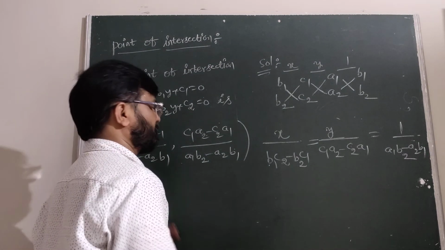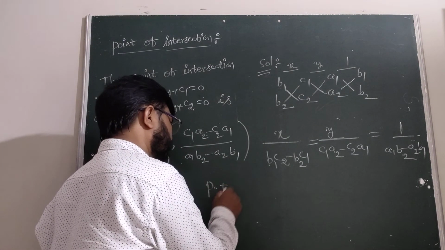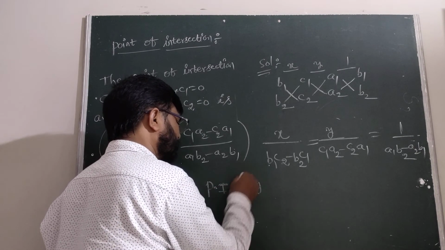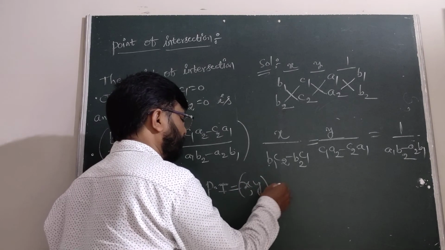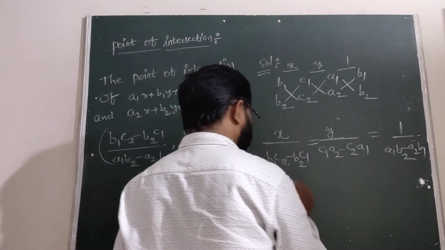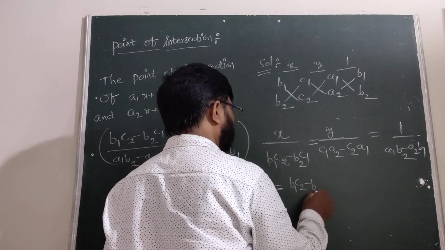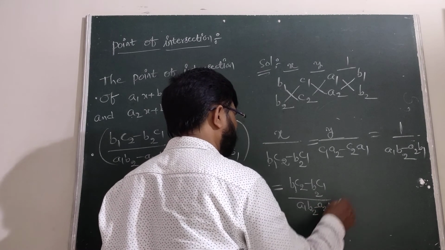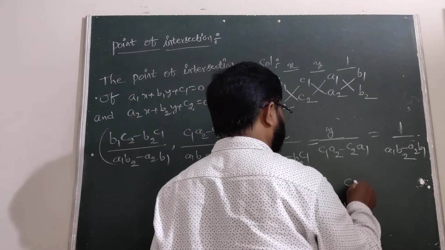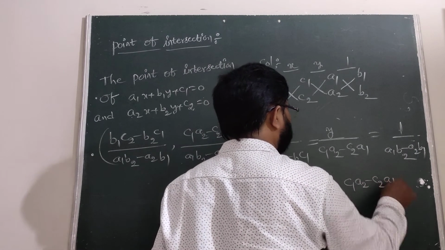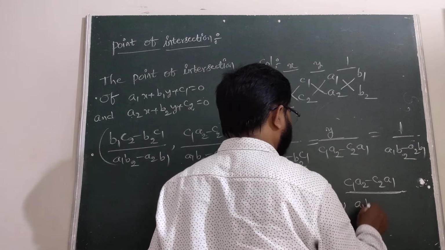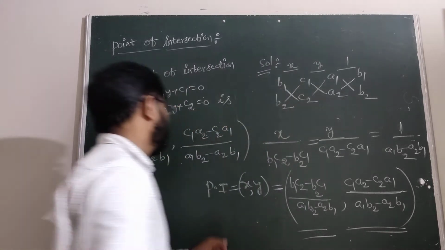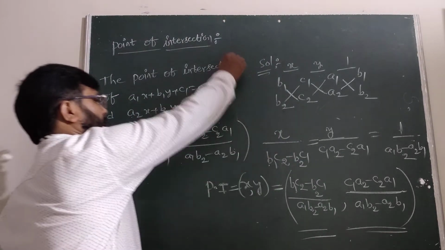Now the point of intersection can be taken as x comma y. That is b1 c2 minus b2 c1 upon a1 b2 minus a2 b1, comma, c1 a2 minus c2 a1 upon a1 b2 minus a2 b1. This is the point of intersection. Is it clear? Okay.